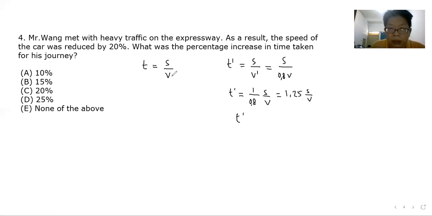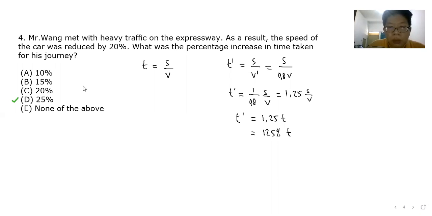Now, s divided by v is equal to the original time. So we can replace this term s over v by t. So we have the time afterward is 1.25 times the initial time, or 125% of the initial time. So there is a 25% increase in time. Because the speed is reduced by 20%, the time taken is increased by 25%.